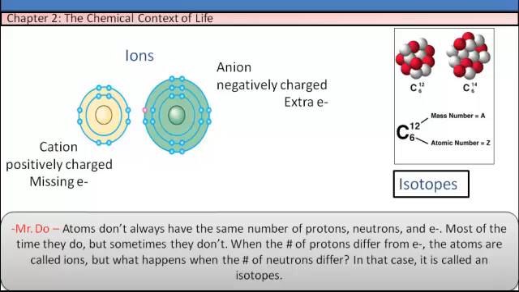Atoms don't always have the same number of protons, neutrons, and electrons. Most of the time they do, but sometimes they don't. When the number of protons differs from the number of electrons, the atoms are called ions. But what happens when the number of neutrons differs? In that case, it's called isotopes.